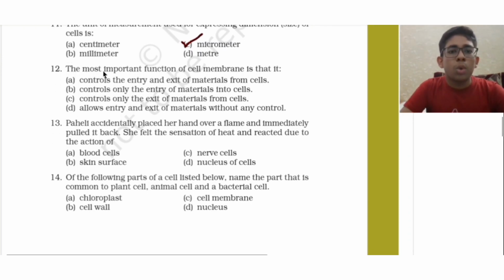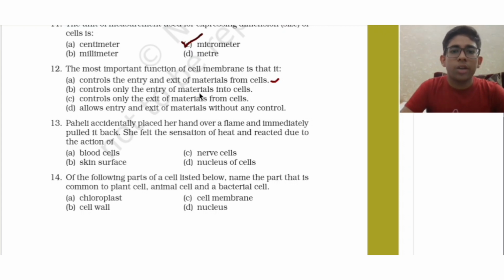Next, the most important function of cell membrane is. So the cell membrane has many functions. Out of that, we have to tell the most important. Option A, it controls the entry and exit of materials from cell. It is true that it controls, but we have to check the most important, so we have to check out all the options. So this is correct.